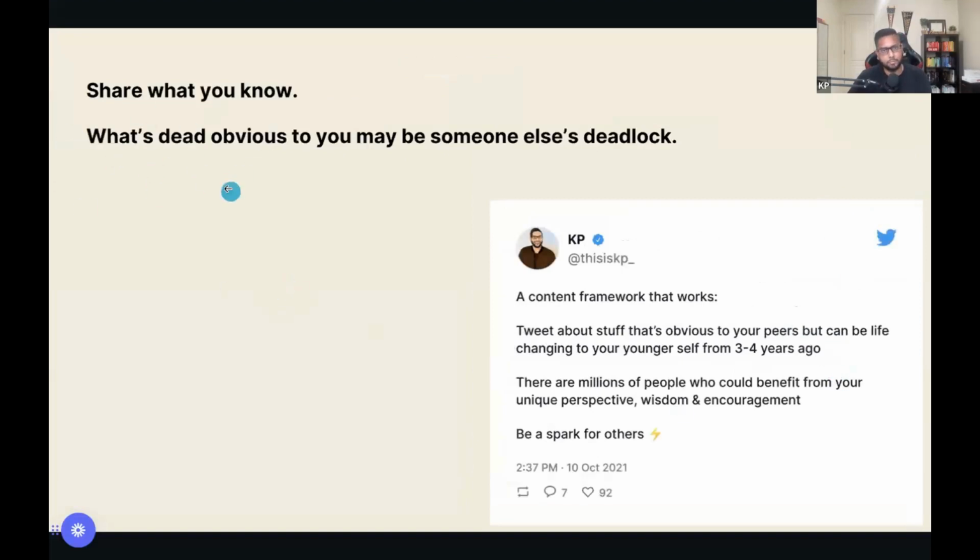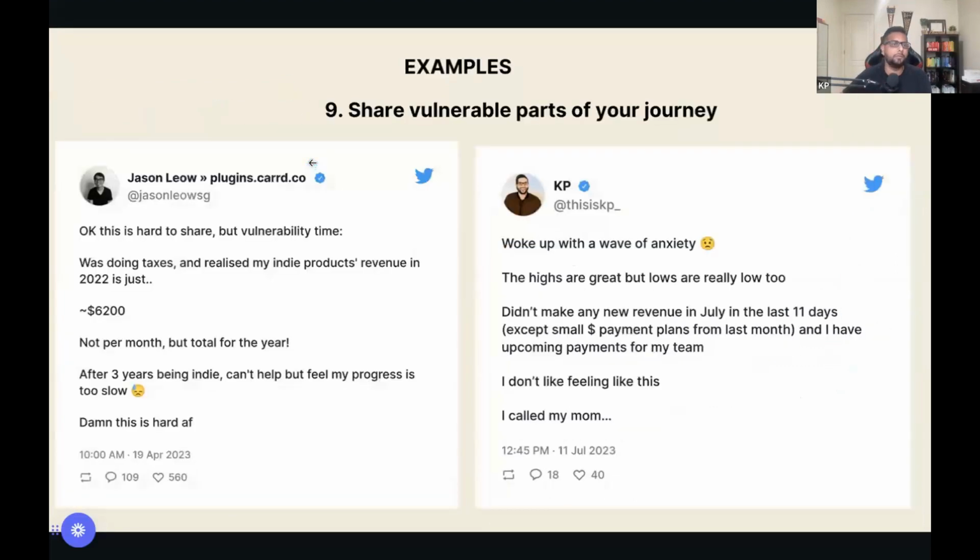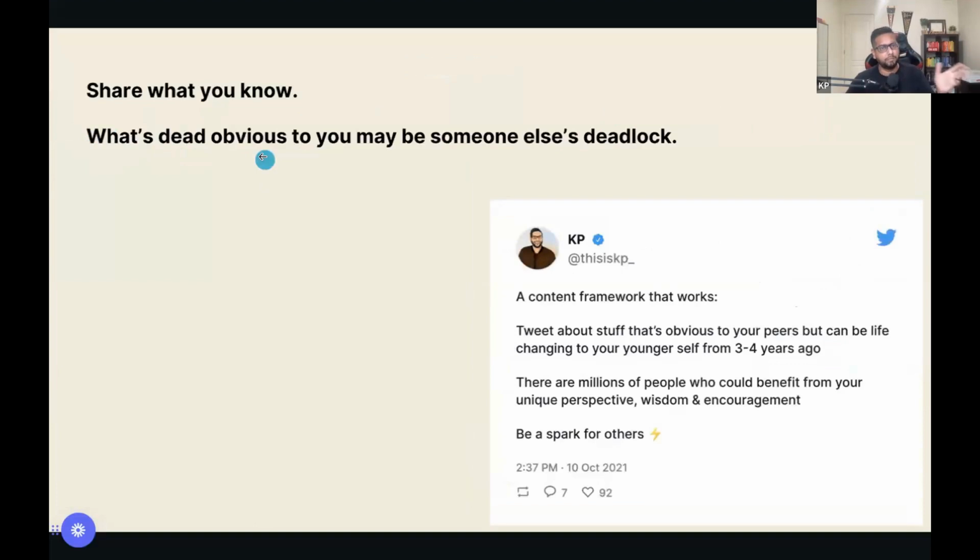The other thing I want to say, and the last one, Perry, is share what you know. There are so many people in this room who know more things about topics that I have no clue about, more than me on those topics. But we just keep it to ourselves because we think that everybody else probably knows this, but reality is not. The world is 8 billion people, and most people don't know what you might know. So what's dead obvious for you may be a deadlock for someone else.